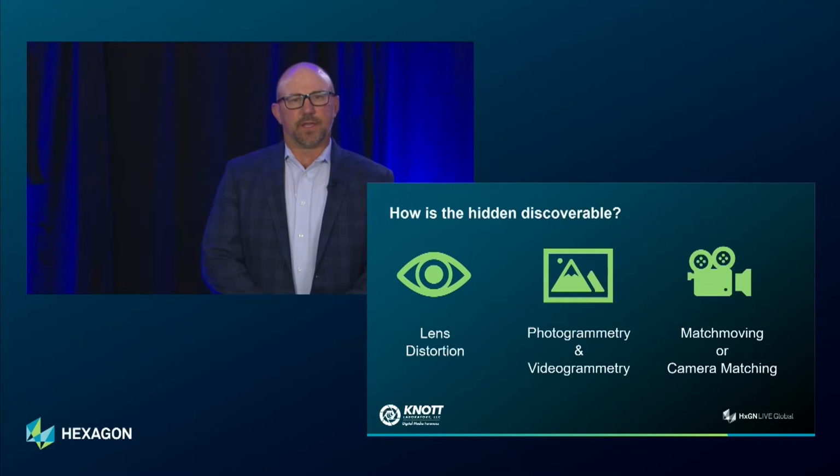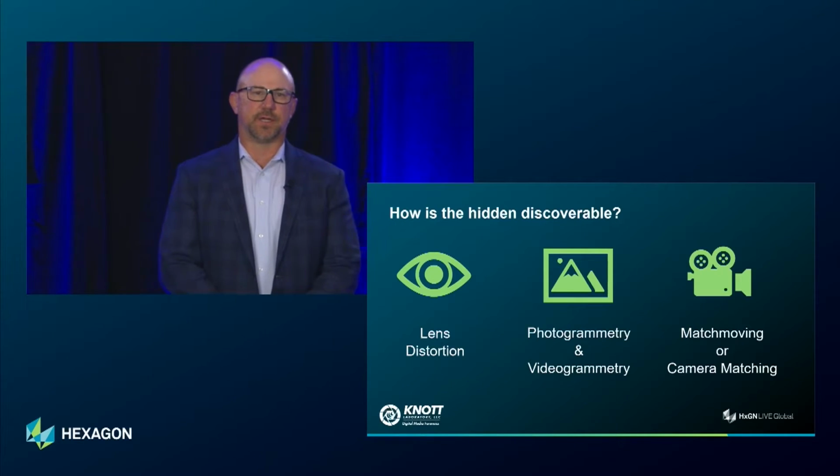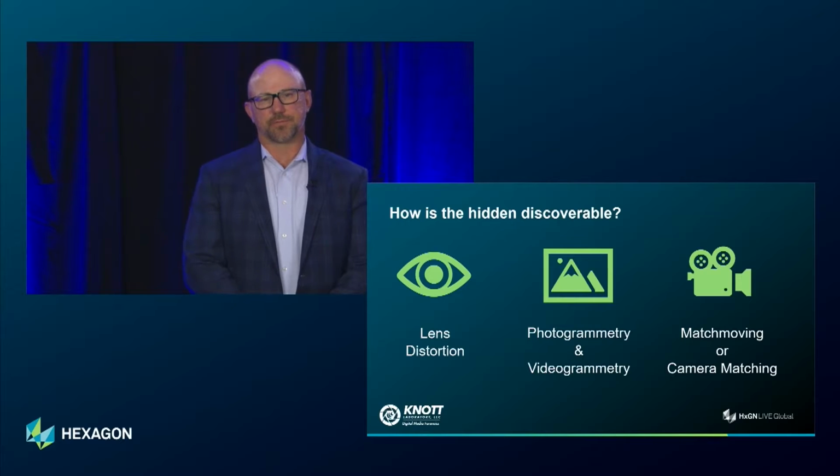As we talk through this hidden information that is now discoverable through this process, there's three things that I'm going to cover. There's lens distortion, photogrammetry and videogrammetry, and matchmoving or camera matching.